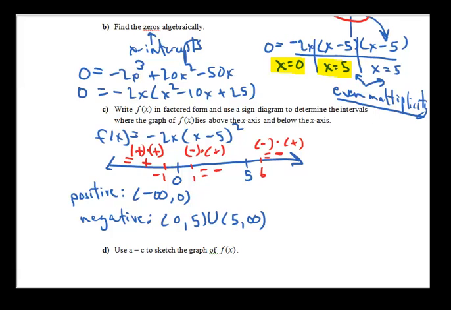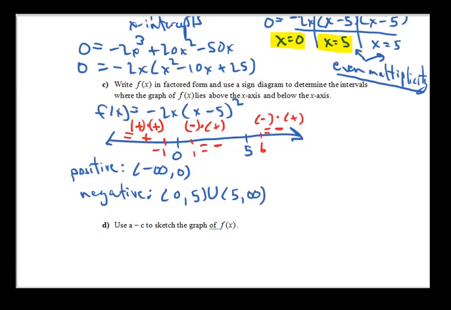So what does that now mean? That means that at 5, it doesn't actually cross the x-axis. It just touches and bounces off. And that's the whole idea of even multiplicity. If a 0 has even multiplicity, it's going to mean that the graph is going to bounce at that point, in this case, which is x equals 5, right?